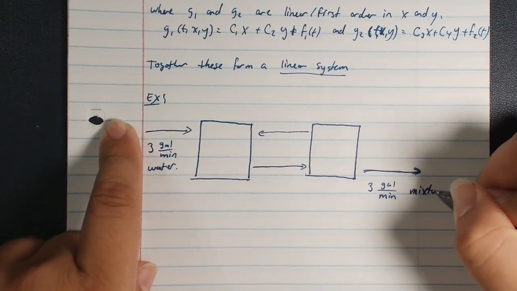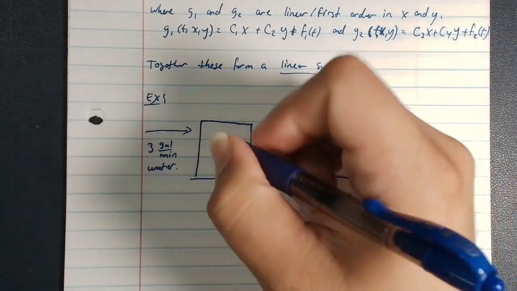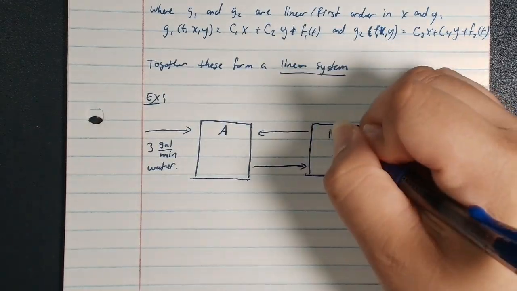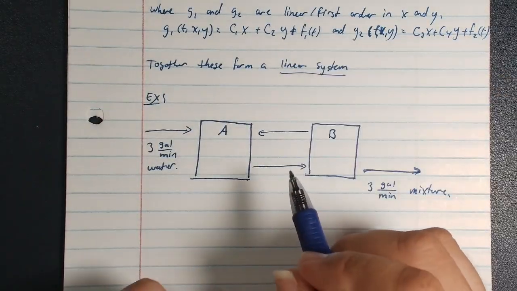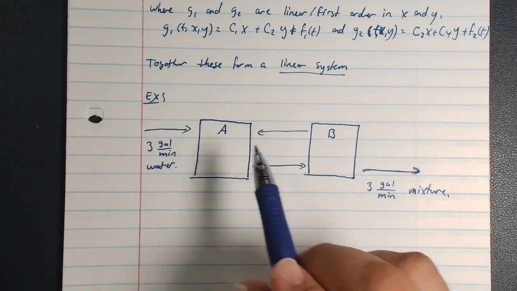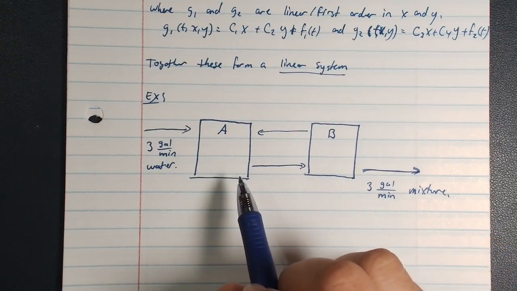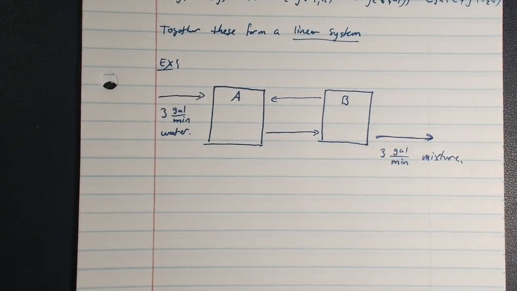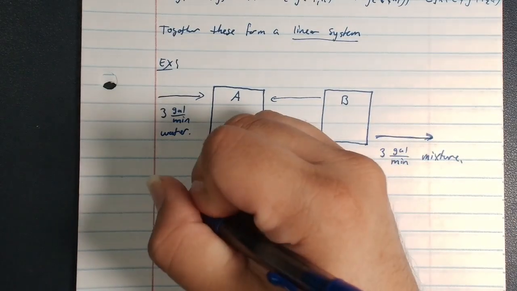So I'll just say mixture. Okay. Now, we'll call this tank A and tank B because it's nice to have a label to things here. Now, between tank A and tank B, I don't think I left enough room to write, so I'll put it down here.